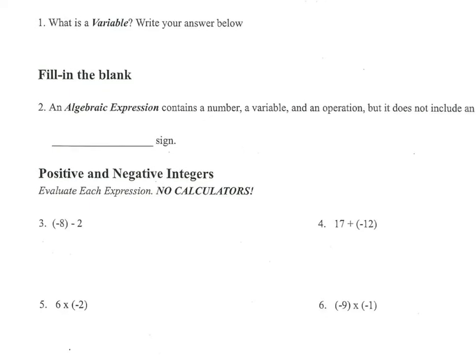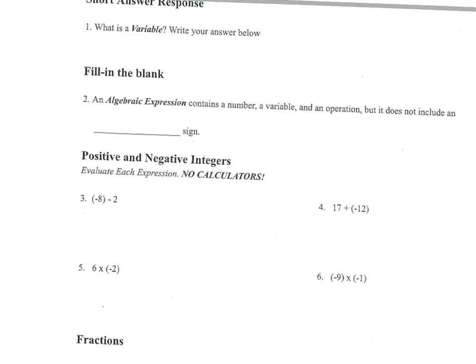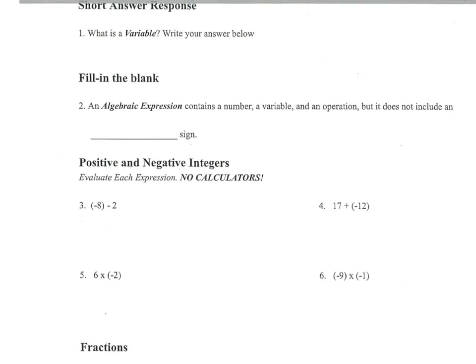Okay, number 2, little fill in the blank. An algebraic expression. An expression contains a number, a variable, and an operation, but does not include a what sign. There's a certain sign that's not in an expression. Okay. What is that sign?